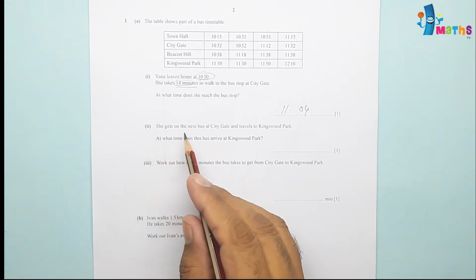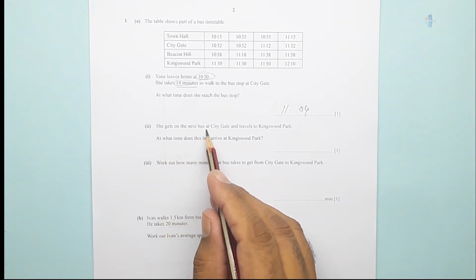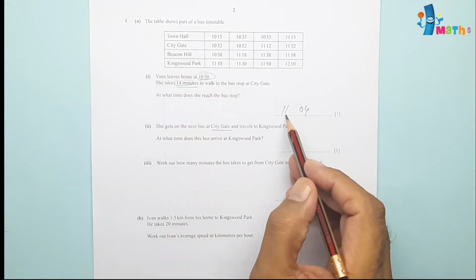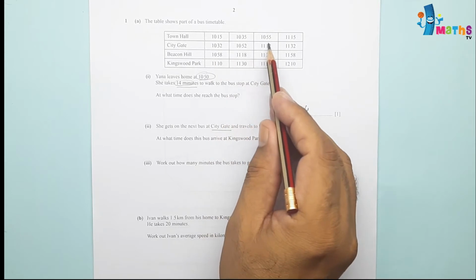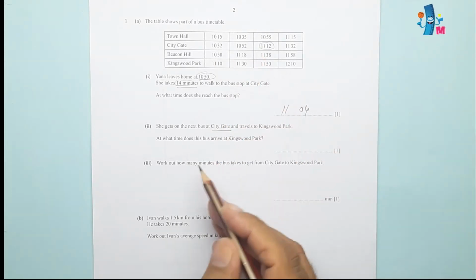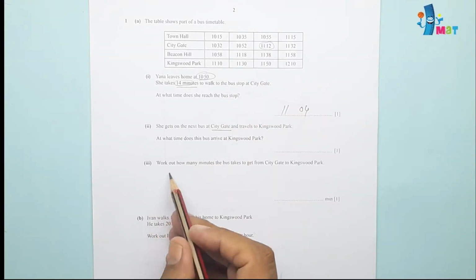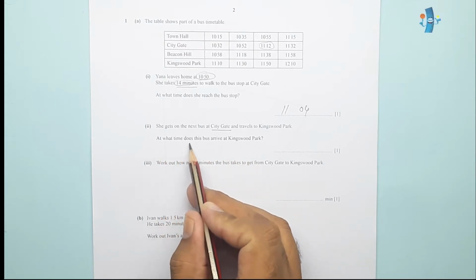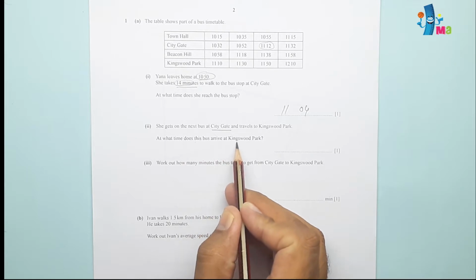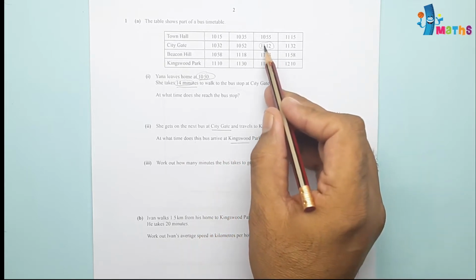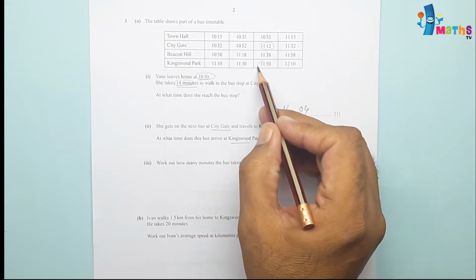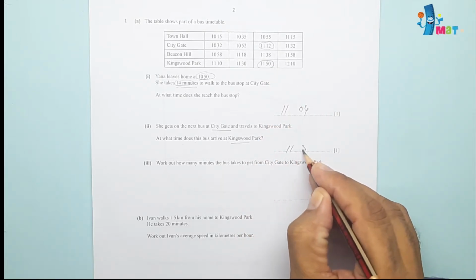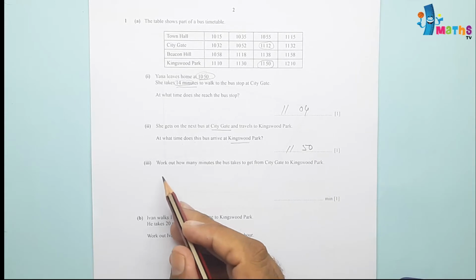Second part, she gets on the next bus at Citygate. At Citygate, the next bus after 11:04 was this one, 11:12. So she used this bus. At what time does this bus arrive at Kingston Park? So this bus will be reaching Kingston Park at 11:50. So our answer will be 11:50.